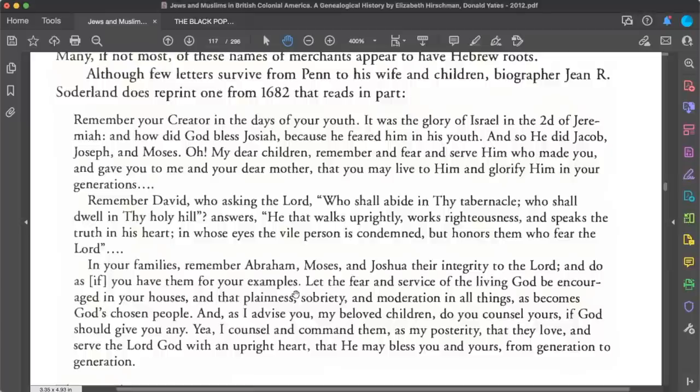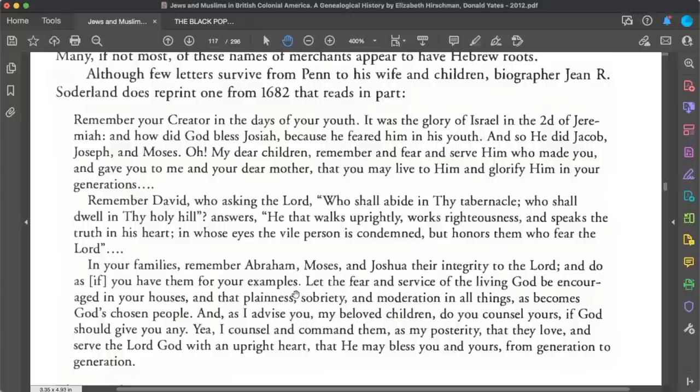Oh, my dear children, remember and fear and serve him who made you and gave you to me and your dear mother, that you may live to him and glorify him in your generations. Remember David, who asked in the Lord, who shall abide in thy tabernacle? Who shall dwell in thy holy hill? Answers, he that walks uprightly, works righteousness, and speaks the truth in his heart, and whose eyes the vile person is condemned, but honors them who fear the Lord.